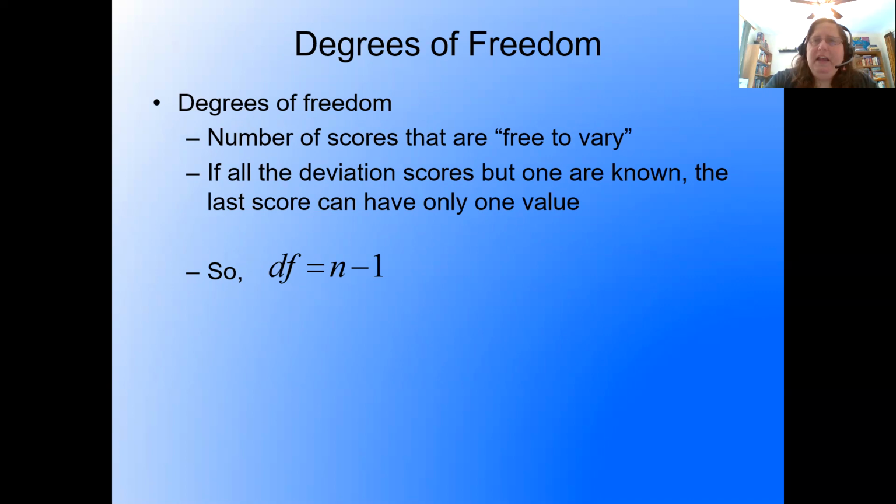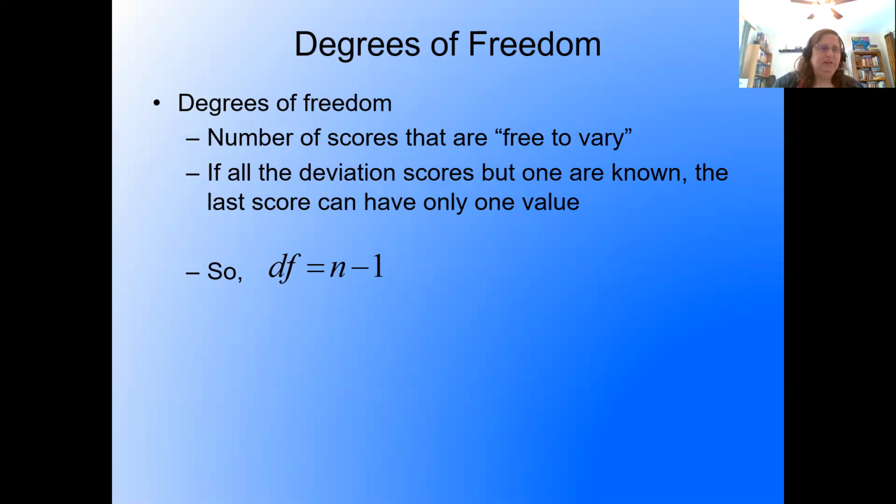Can you pick any number you like to be the remaining number? No, because it's got to work out so that the mean is 20. In fact, the only number you can choose, or you really don't get to choose, the only number that can be the third number is 20. And that's how we lose degrees of freedom.